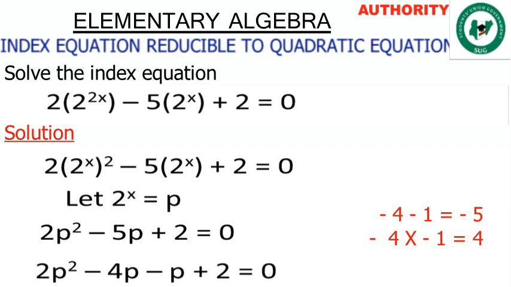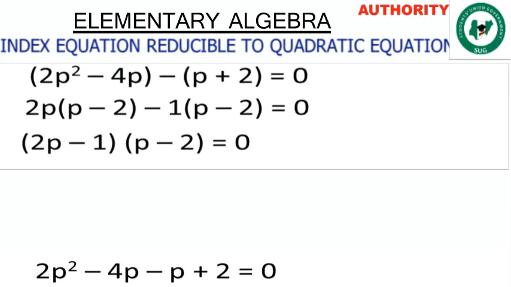Now we will have 2p squared minus 4p minus p plus 2 is equal to 0. All right, good. Let's go. From here, let's group them 2 by 2. So we're going to have 2p squared minus 4p in bracket, minus p plus 2 in bracket, equal to 0.